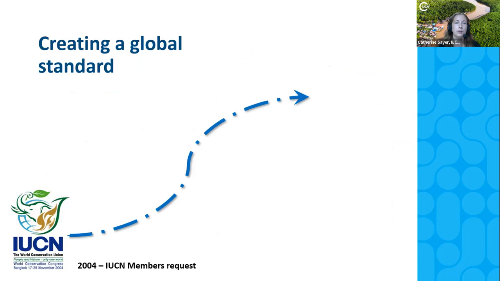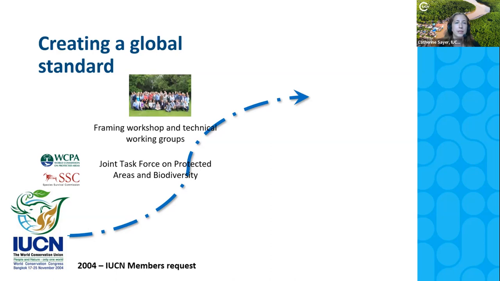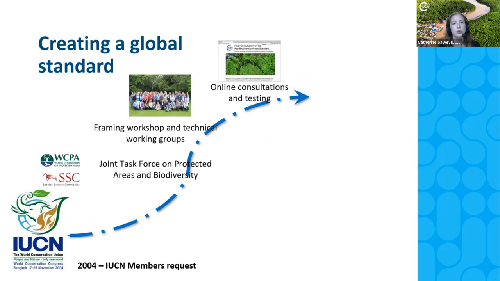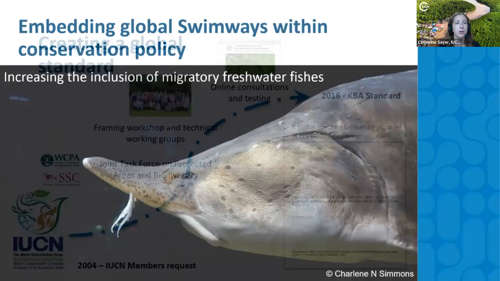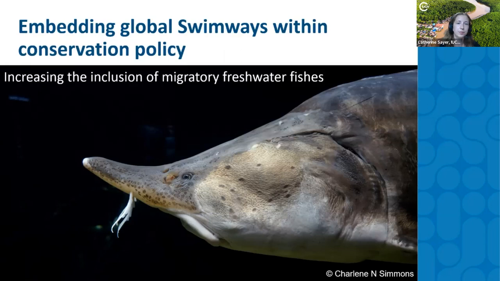This process will require extensive consultation with relevant stakeholders to develop, evaluate, improve, and standardize methods for identifying global swimways and to ensure their global acceptance. Pictured on the screen is the process for development of the KBA standard. Once developed, we hope the global swimways will be embedded within conservation policy, increasing the inclusion of migratory freshwater fishes and the ecosystems that support them in various conservation policy mechanisms.